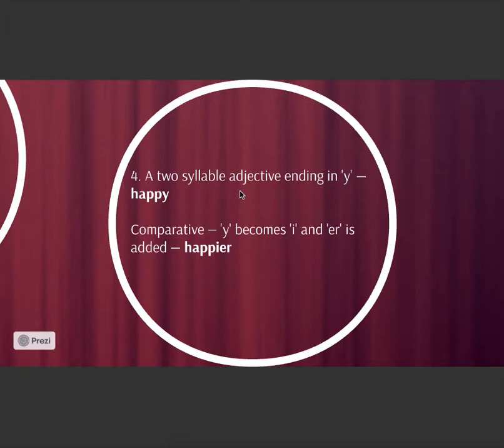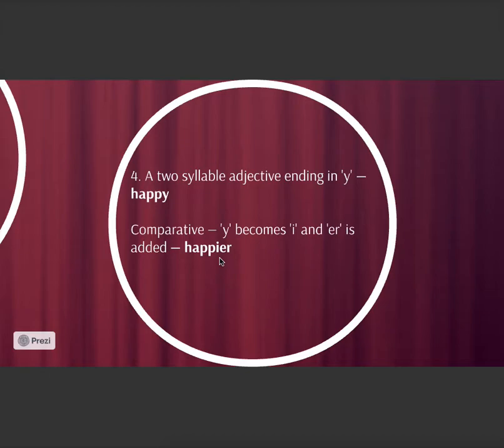Happy. But what happened, babies? It is ending in y. So in that case, you just have to cancel that y, change it for an i, and add er: happier, like the example you have here. And once again, done. So my dog is happier than your dog.